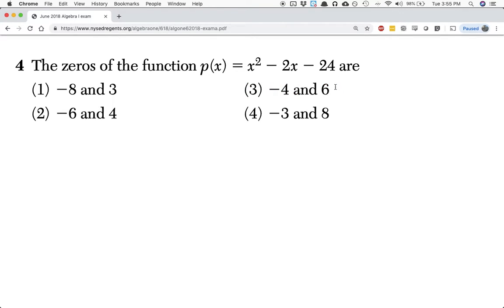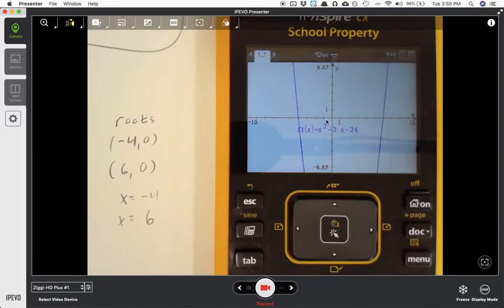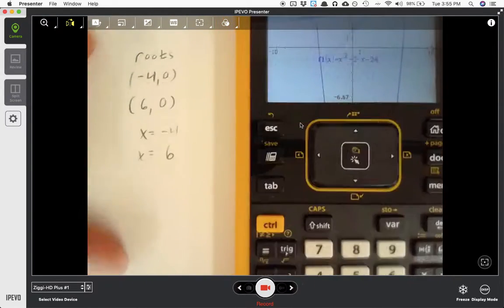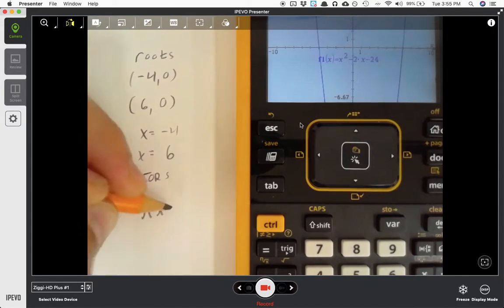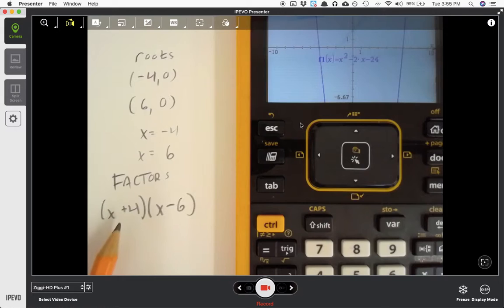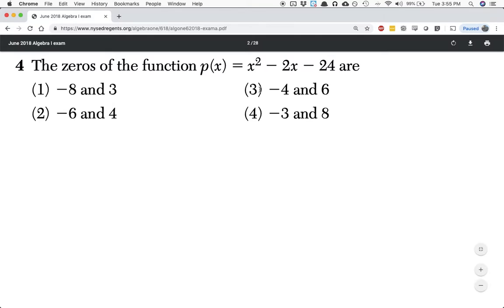Answer choice number 3. If instead they said factor this, you can do the exact same thing. Find your roots just like that. But then if I want the factors, when my roots are this way, you just need to say, x equals negative 4 is my root, or the point negative 4, 0. My factor is x plus 4, and the other factor is x minus 6. So they're trying to trip you up by saying, are you sure? Are you thinking factors or are you thinking roots? They asked for zeros, which are my roots, so it is answer choice 3.